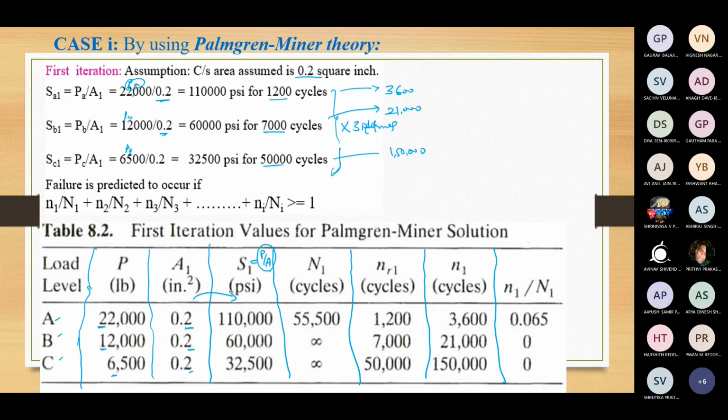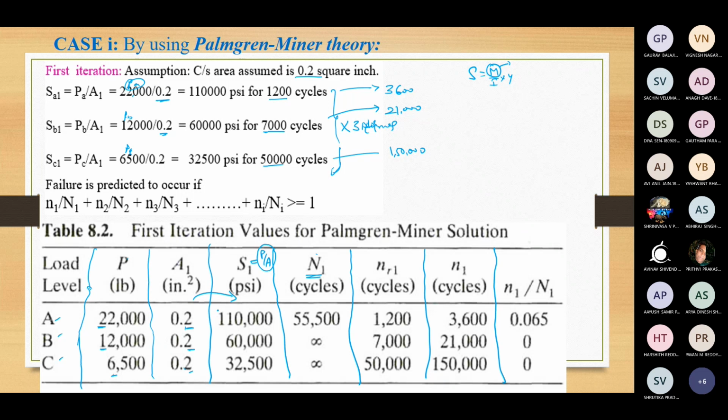Suppose it was written bending, then the stress equation would have been S is equal to M by I into Y. And instead of load, moment should be given, or some data to calculate the moment should have been given. Remember this. Don't blindly take load upon area whenever stress is mentioned. You identify first what is the nature of stress and then go ahead.